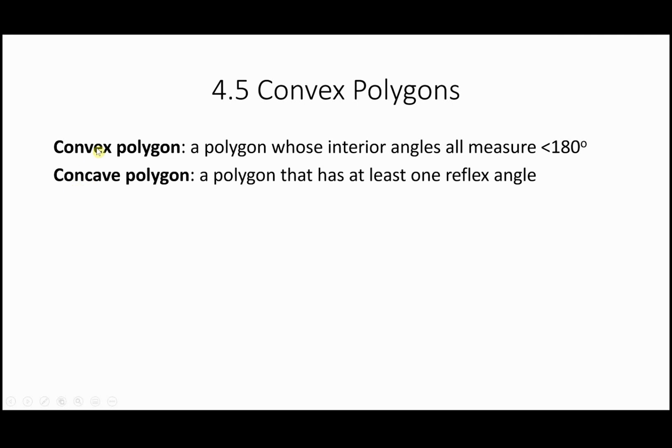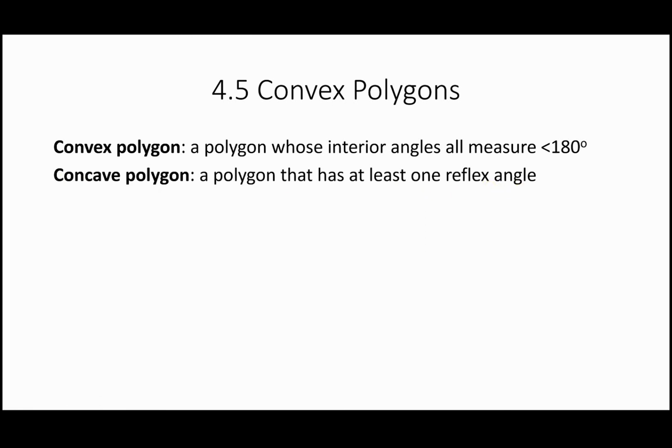Anyway, what are the definitions for these terms? Convex polygons are polygons whose interior angles all measure less than 180 degrees, whereas a concave polygon, the alternative, would be a polygon that has at least one reflex angle. Do we remember what a reflex angle is?